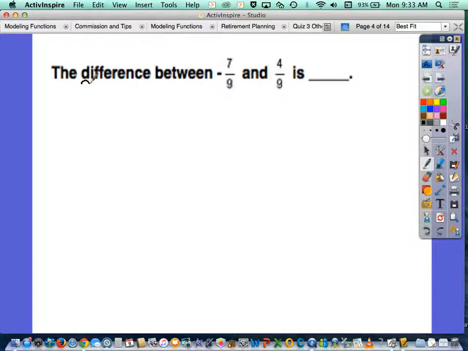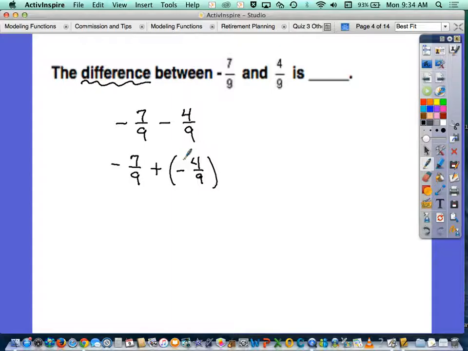Remember way back when we made that chart, and we had the plus sign, we had words that meant addition, and we had the subtraction sign, we had words that meant subtract, and multiplication and division and equals. Where does difference go? Subtract. So it's -7/9 minus 4/9. When working with these fractions, change subtraction to addition. -7/9 plus -4/9. Subtracting a positive is adding a negative.